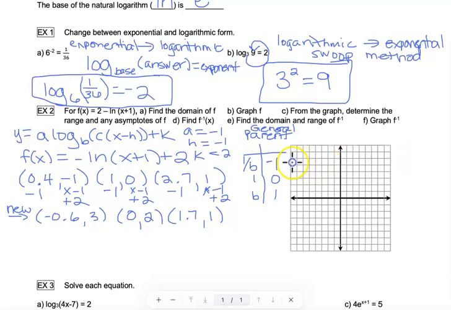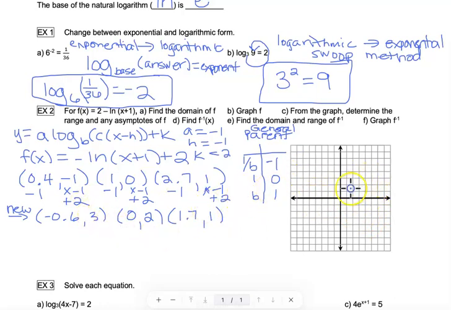So what does it ask me for? It asks me for the domain of my function. It asks me to graph it. Then from the graph, determine the range and any asymptotes. Then it wants me to find F inverse, find the domain and range of F inverse, and graph F inverse. So we've got a lot of work to do.